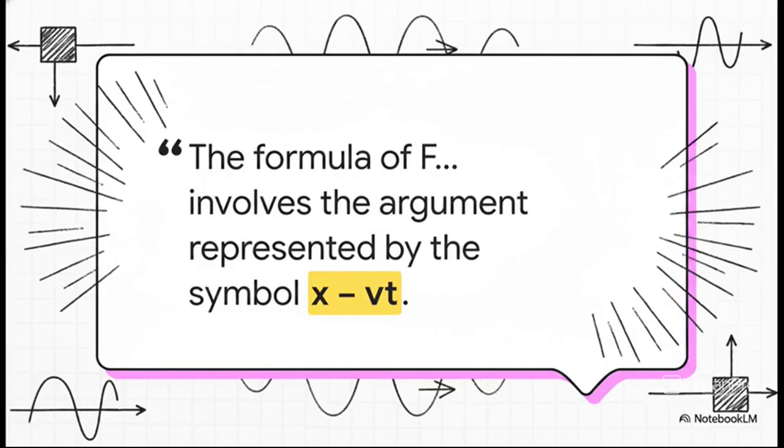Mathematically speaking, if you have a shape defined by a position x and it's moving at a velocity v over time t, you can track that entire moving shape using the simple argument x minus vt. It's a remarkably simple yet incredibly powerful framework.